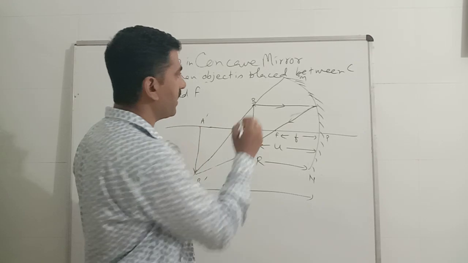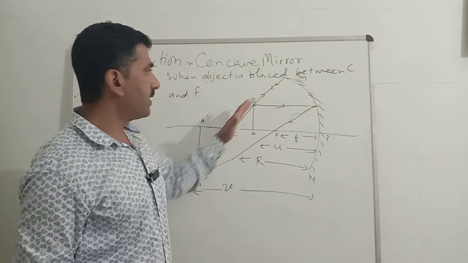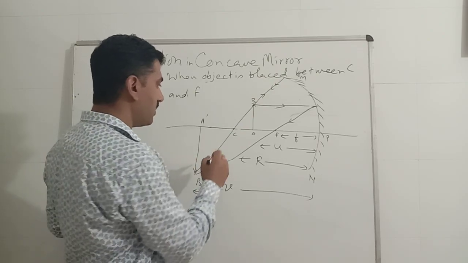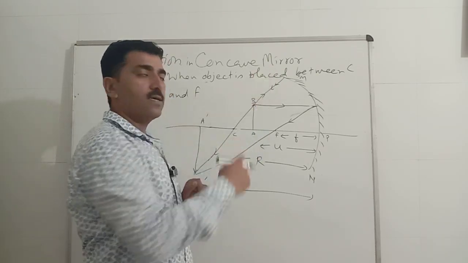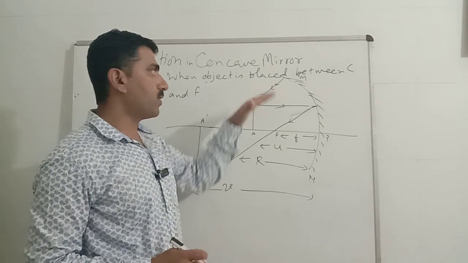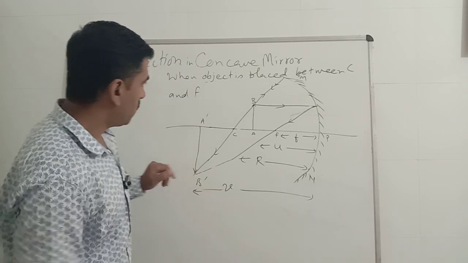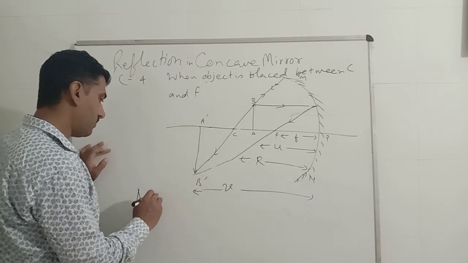This is the way you will be making it, because I said previously also, when the ray of light passes from the center of curvature, it comes back in the same direction because it is normal to the mirror. Fine. So what will be the nature? Let's write the nature.